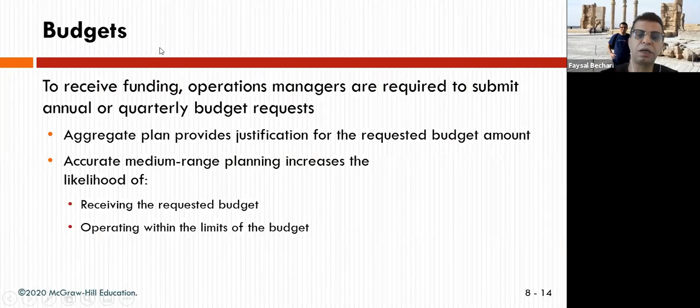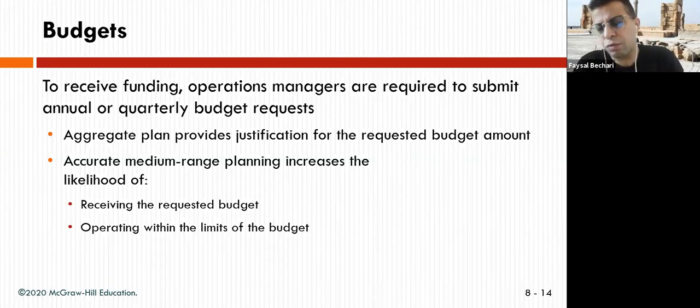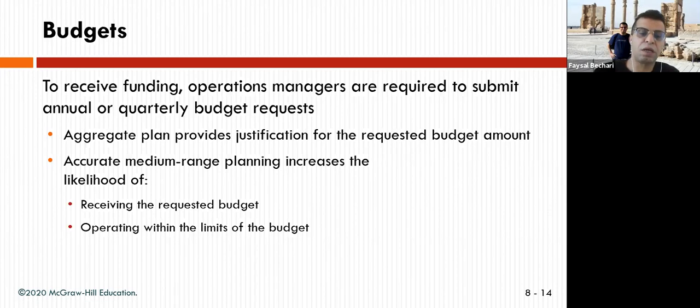Now you have the budgets, and usually operation managers submit their budget according to the requirements of the management, and they adjust the budget according to the demand of the market. To receive the funding, operation managers are required to submit annual or quarterly budget requests. The aggregate plan provides justification for the requested budget amount. So if there is a demand of 8 units, you have to plan for a budget of 8 units. If there is a 10, plan for 10. If it's a 5, plan for 5, a little bit more or less. Accurate medium-range planning increases the likelihood of receiving the requested budget and operating within the limit of the budgets.